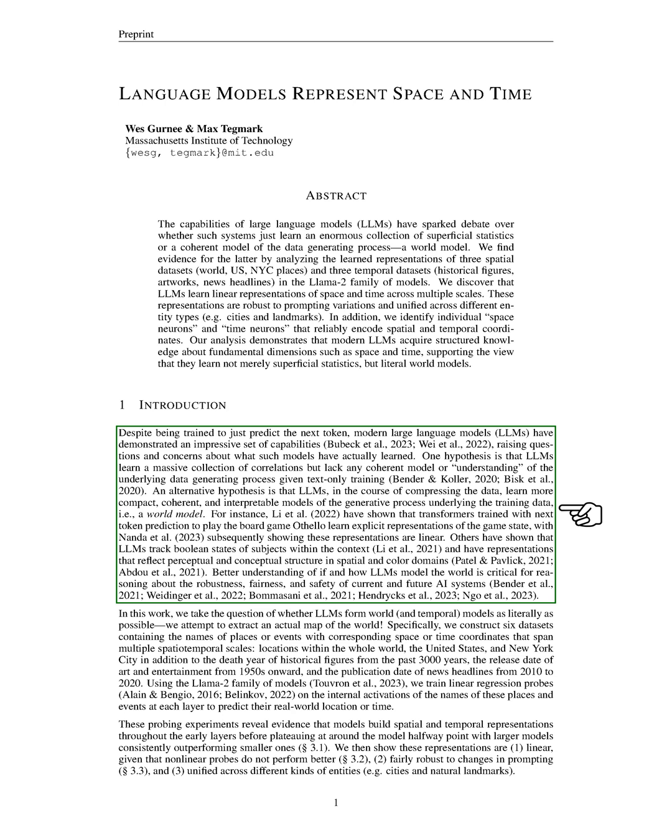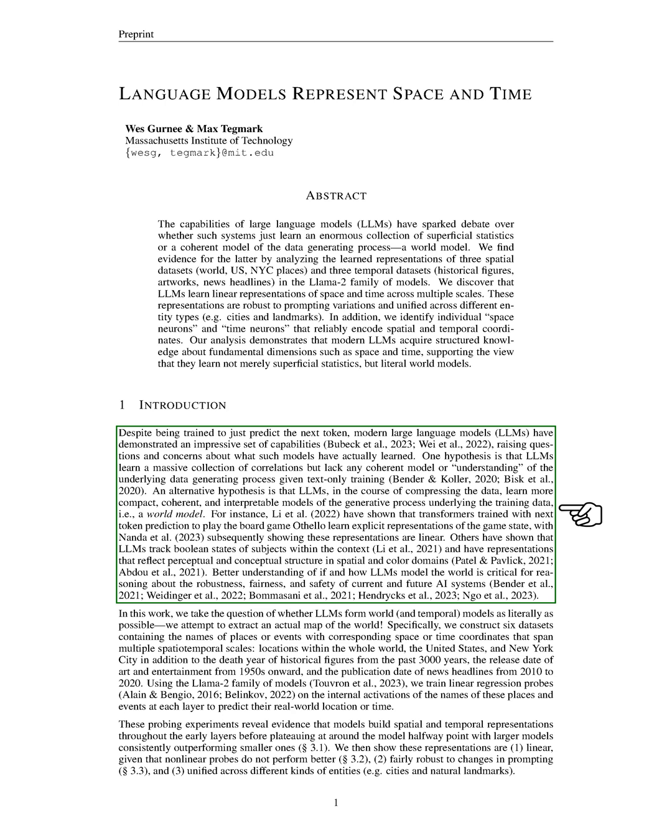Another theory suggests that LLMs, in the process of compressing data, actually learn more compact, coherent, and interpretable models of the generative process underlying the training data, essentially forming a model of the world. There's evidence to support this second theory.